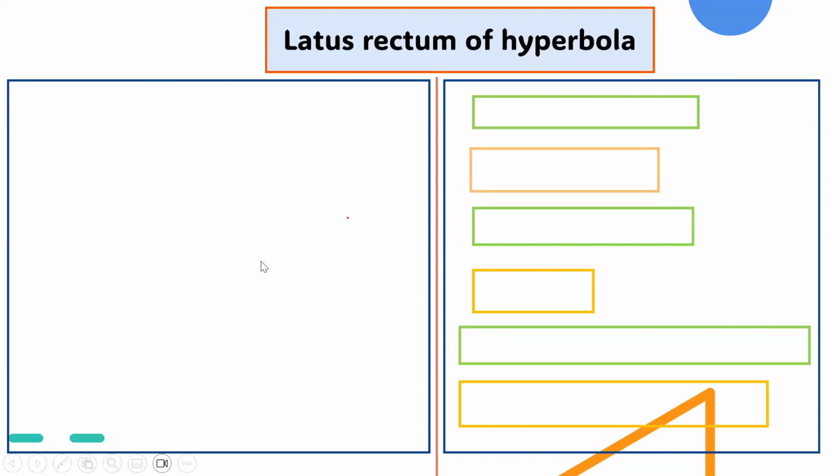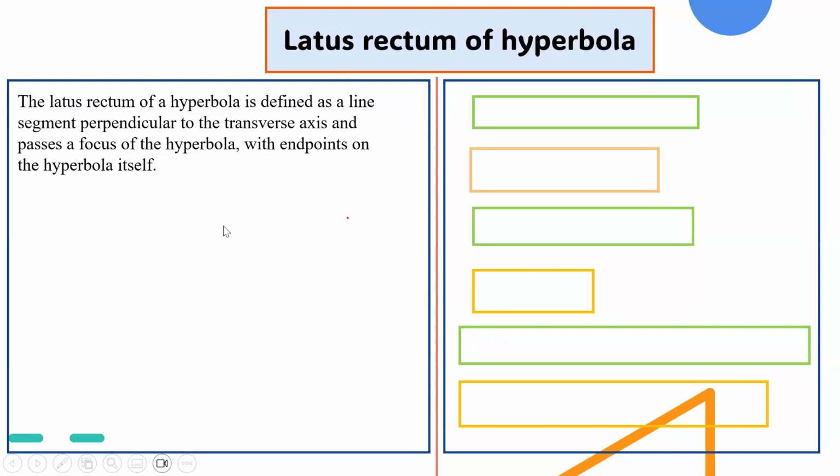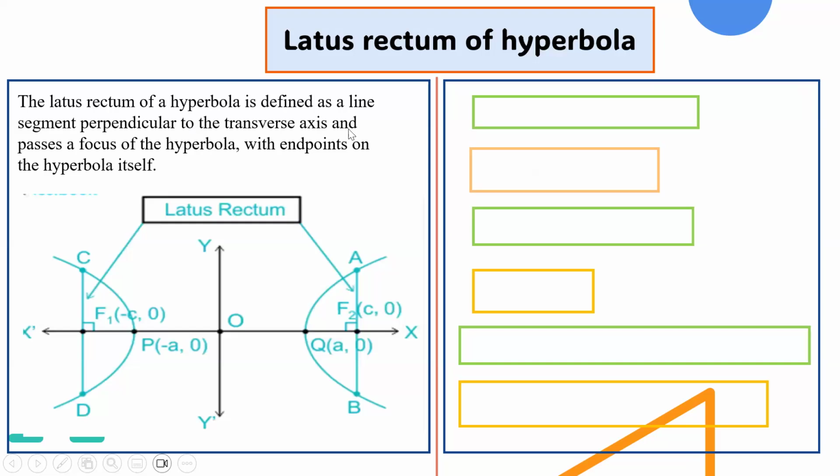Good morning, everyone. I'll be looking at the latus rectum of the hyperbola. What is that? The latus rectum of a hyperbola is defined as a line segment perpendicular to the transverse axis and passes through a focus of the hyperbola, with endpoints on the hyperbola itself. As you can see in this diagram here, as one of my colleagues mentioned earlier, the transverse axis is the horizontal axis.